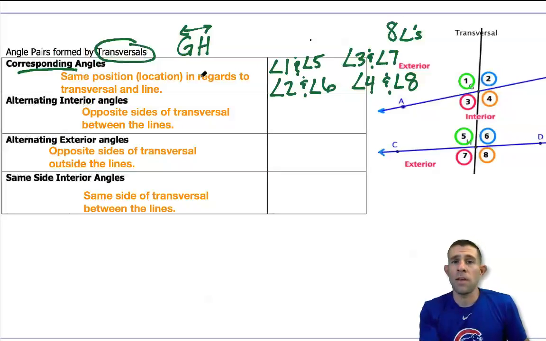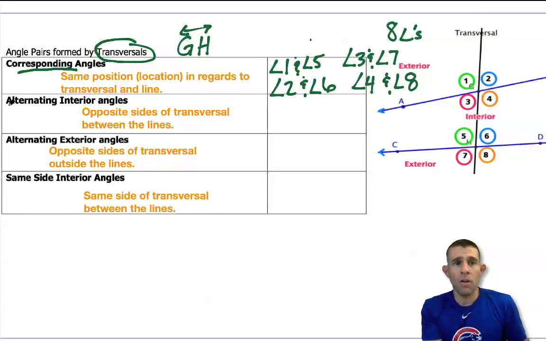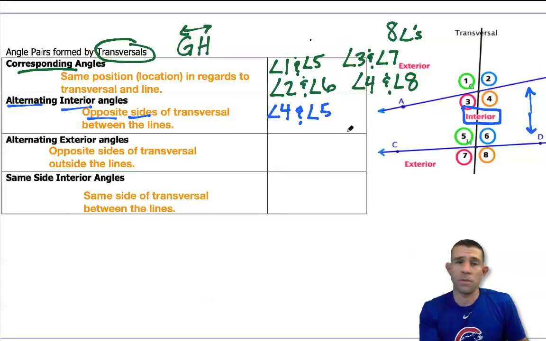Now let's take a look at alternating interior angles. And I'm going to change my color back to blue. Alternating interior angles are exactly that. They're on opposite sides of the transversal, between the lines. You'll notice that the word interior appears here in between our two lines that this transversal is cutting across. So this is our inside. Now if we have alternating interior, then we're looking for opposite sides. So one angle pair that are on opposite sides and in between the lines are angles 4 and 5. So angle 4 and angle 5 are an example of alternating interior. The other pair would be angle 3 and angle 6.